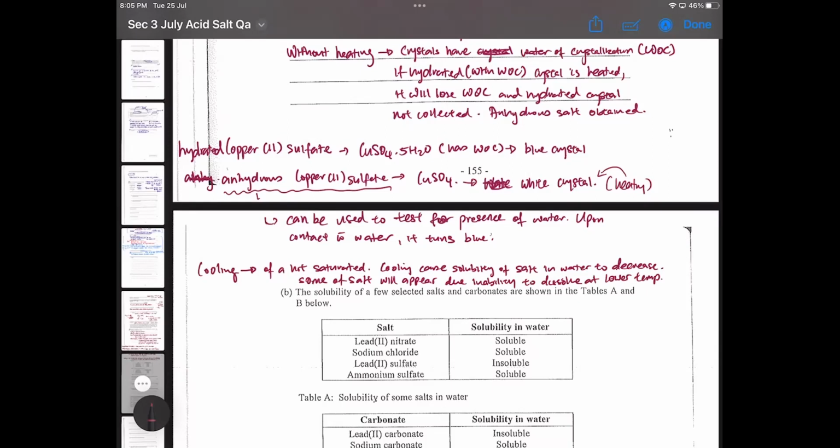So this crystallization is basically suitable for salts that have different solubility at different temperatures. So if they dissolve very well at high temperature, and not so well at lower temperature, it is perfect for crystallization.